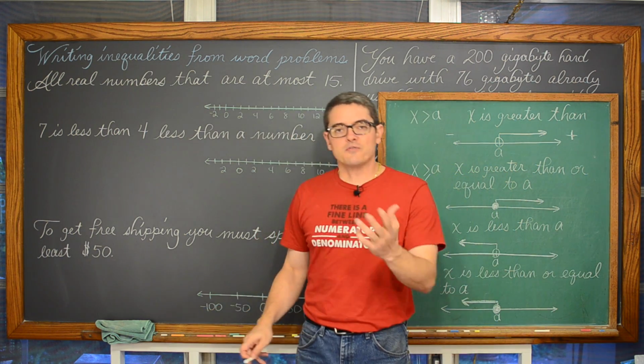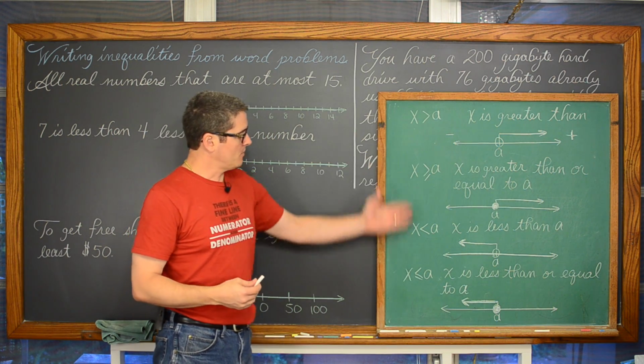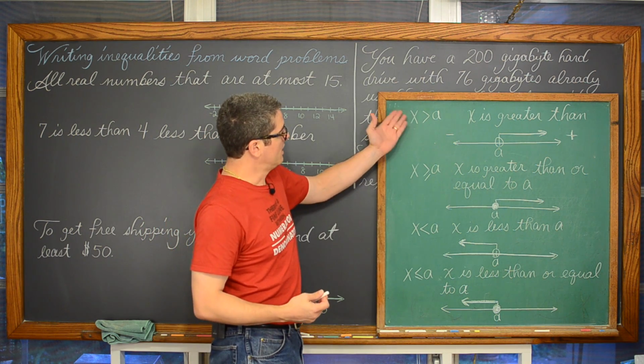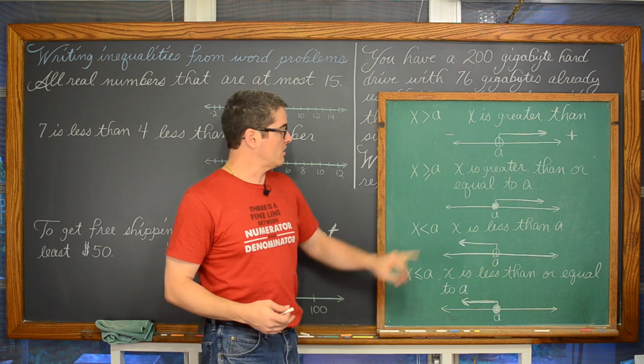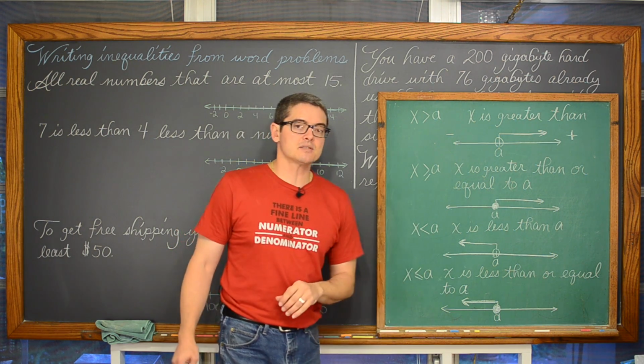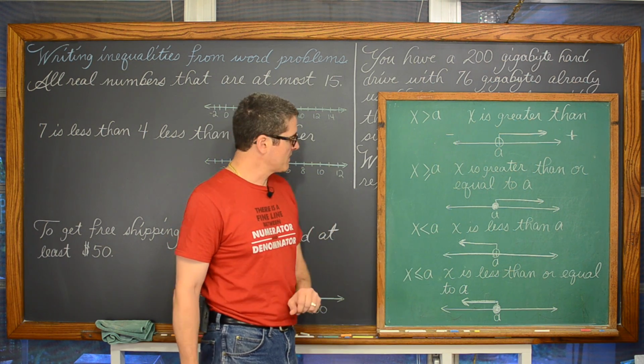So as far as setting up or graphing an inequality on a number line, we're not going to be dealing with not equal to as our inequality, but these 4. X is greater than A, X is greater than or equal to A, X is less than A, and X is less than or equal to A. And the equal sign is pretty obvious in these symbols.